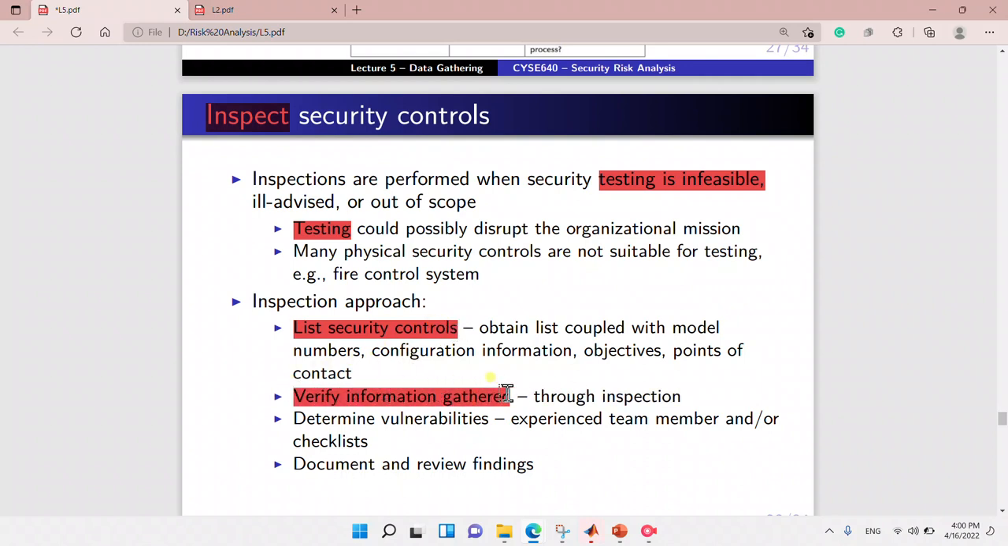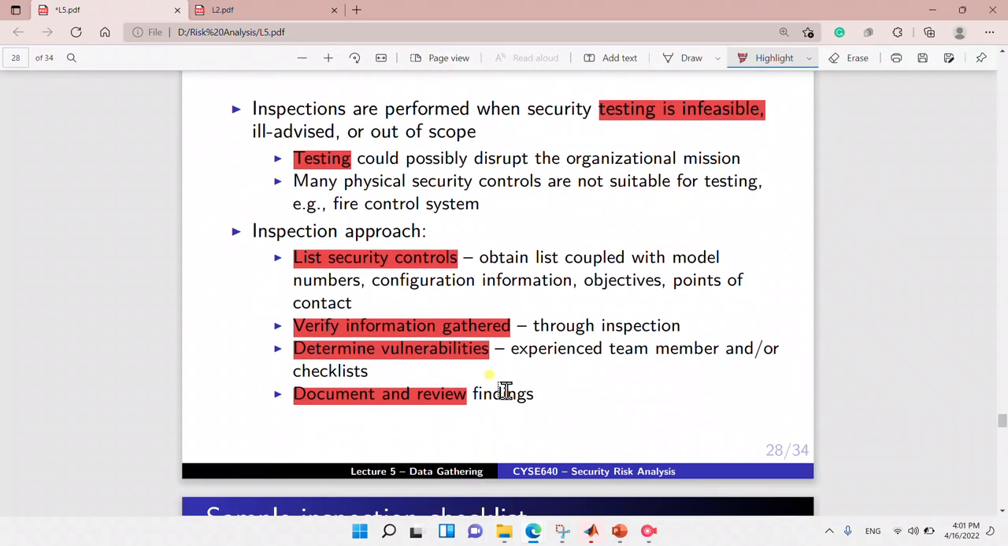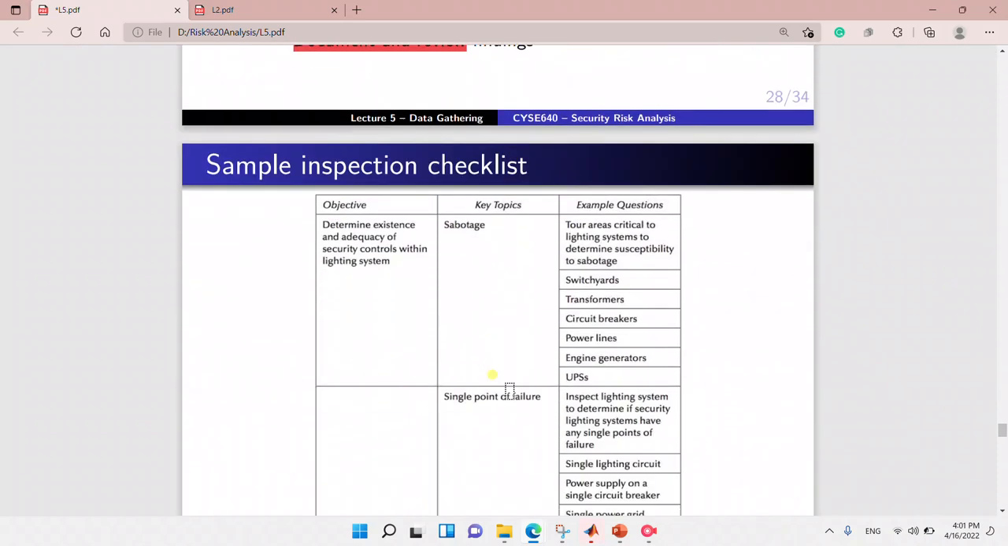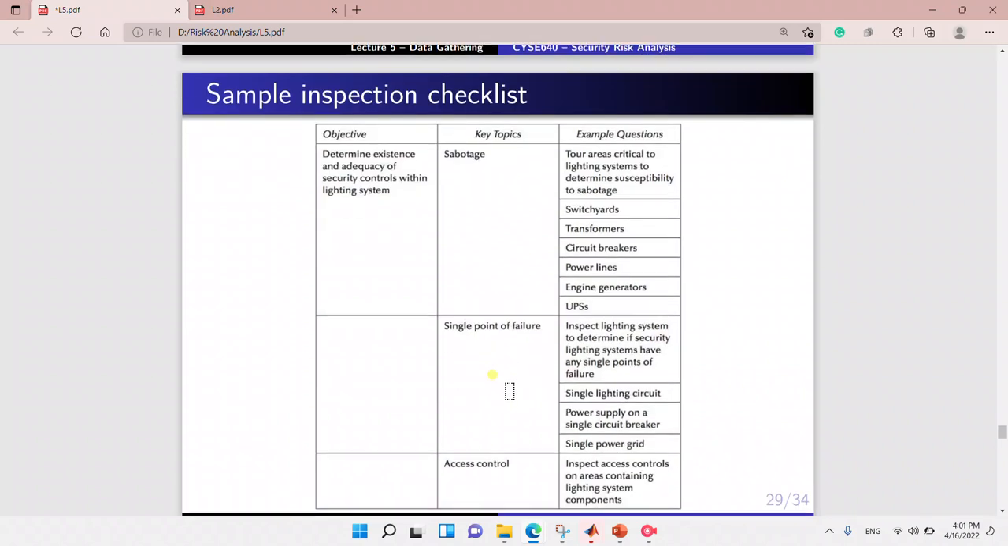We list security controls, and we verify information gathered, and we determine vulnerabilities, and we document and review. So for listing security controls, we have to obtain a list coupled with model numbers, configuration, information, objectives, points of contact. But then we inspect the information. Then we determine the vulnerabilities by experienced team members and checklists, and document and review.